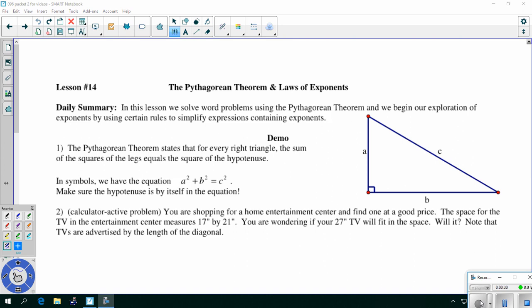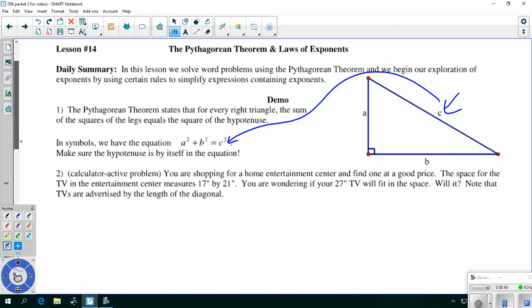So just remember the hypotenuse is this thing over here. It's the side opposite the right angle, the 90-degree angle. And the other two sides are called the legs. So A and B in either order. Just make sure that you put whichever one is right here. The longest side, the one opposite the right angle, has to be by itself when you write that equation.